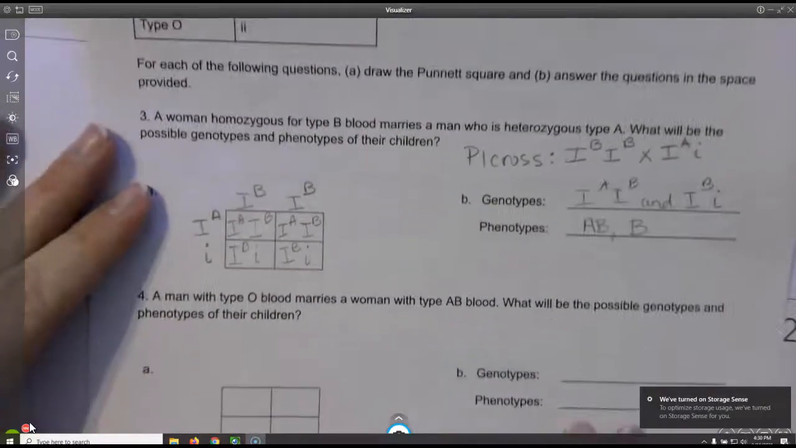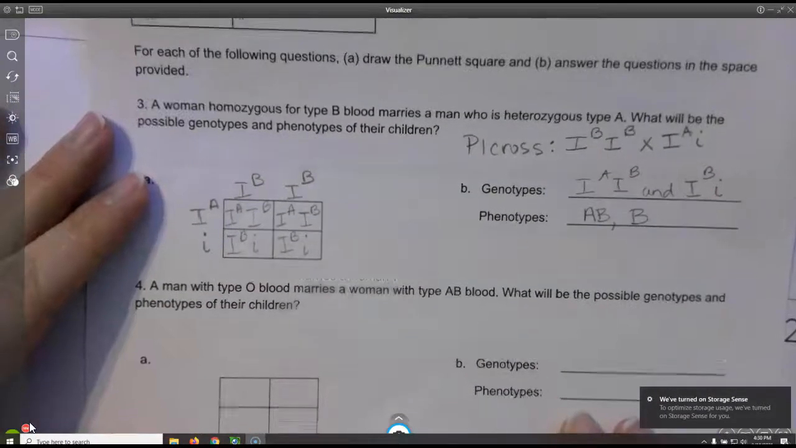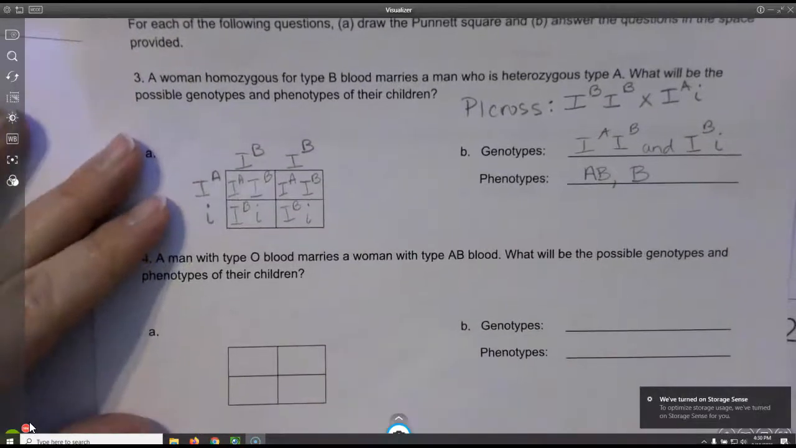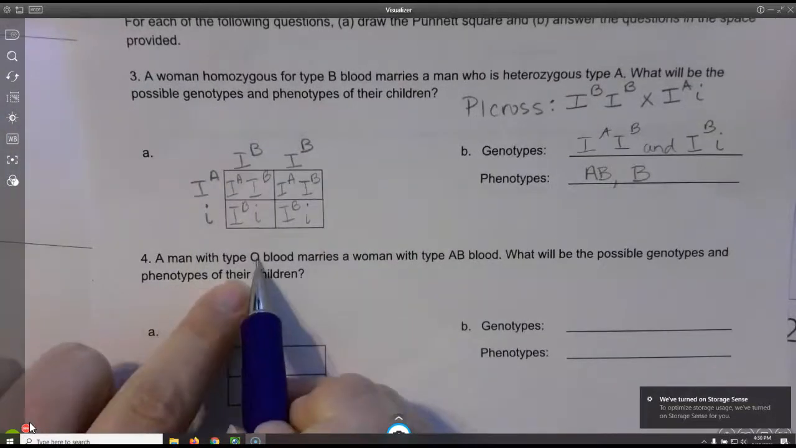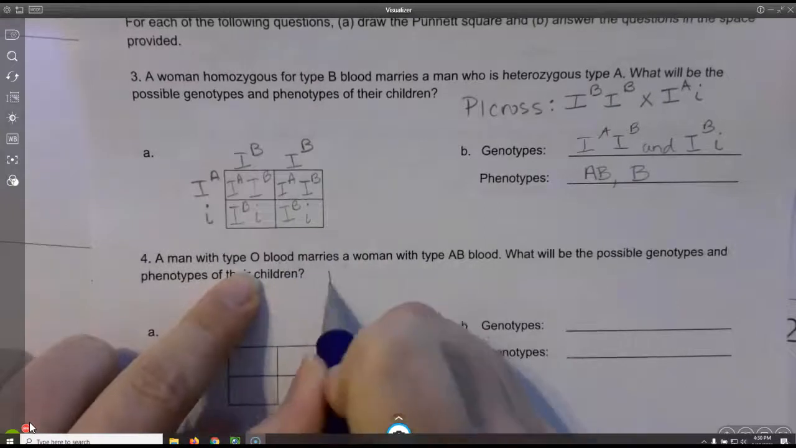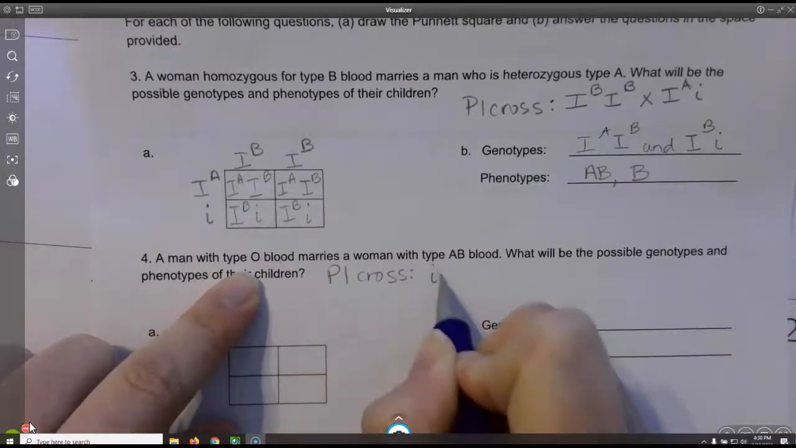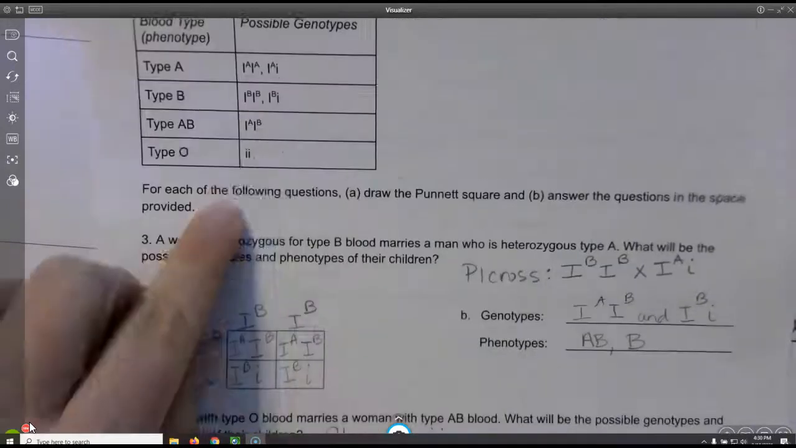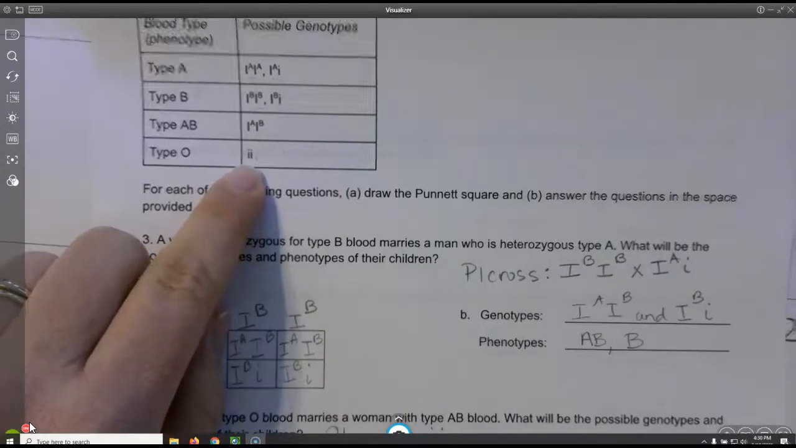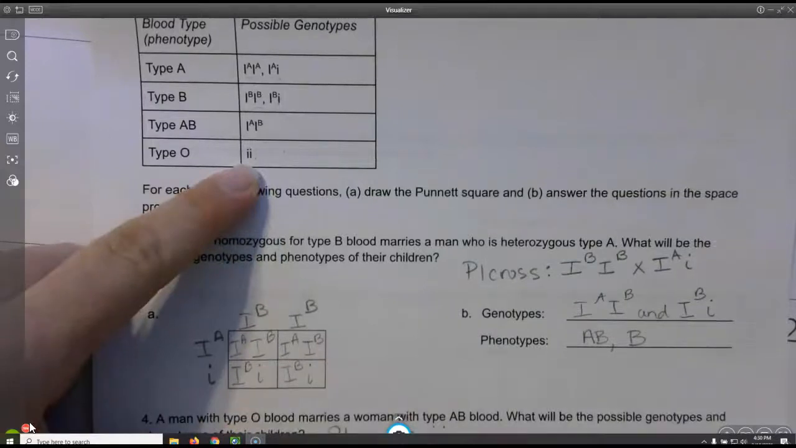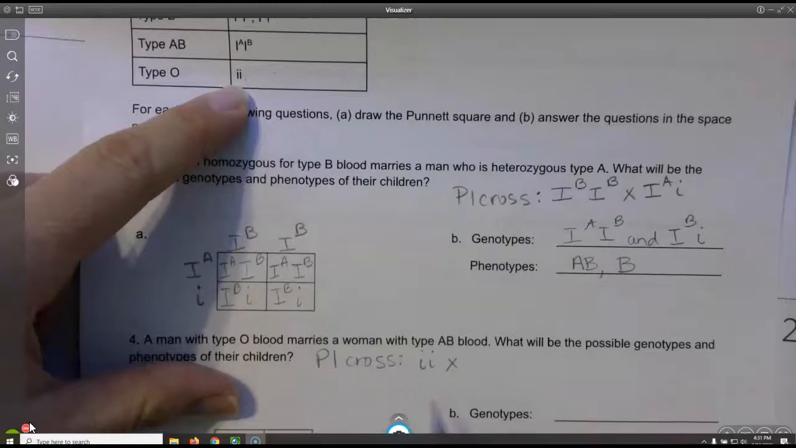Okay. So we did number 3 in class. Let's look at number 4. So number 4 says we have a man with type O blood. So that means our P1 cross with type O blood, he's going to be little i, little i. That's the only genotype that he could possibly be, okay? He marries a woman with type AB blood.